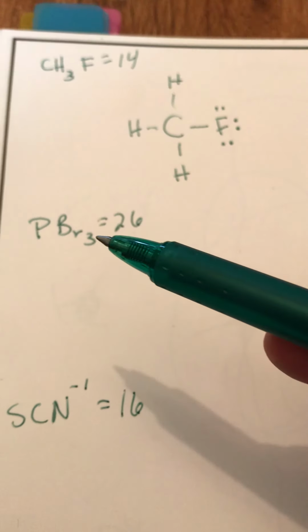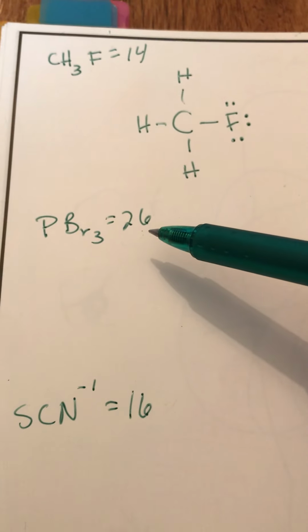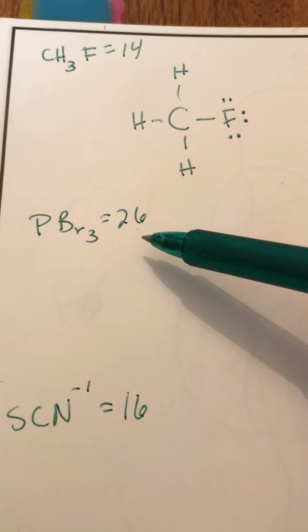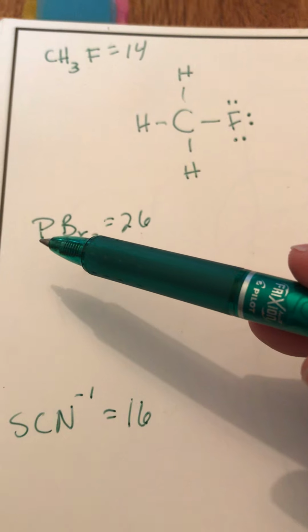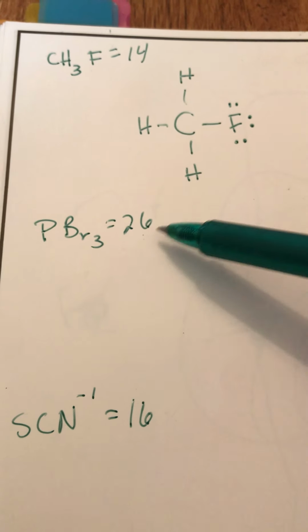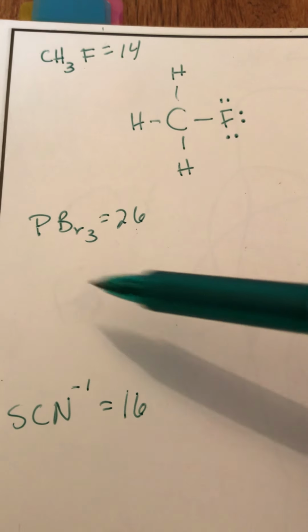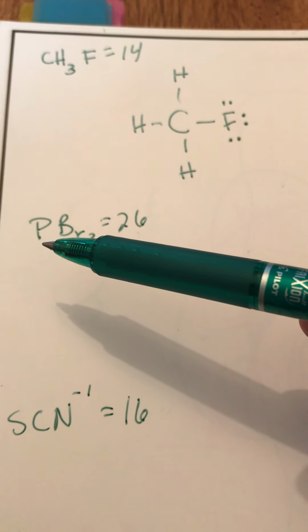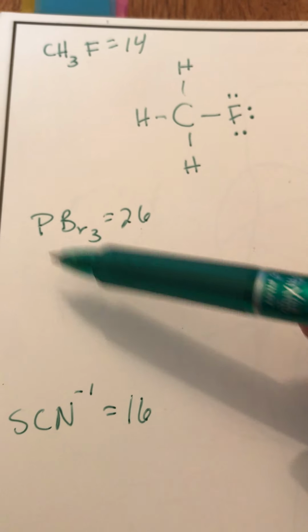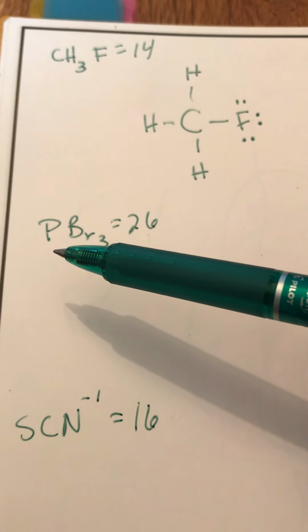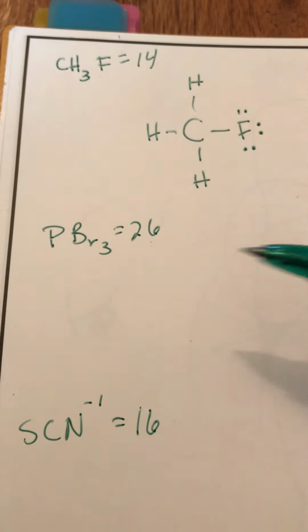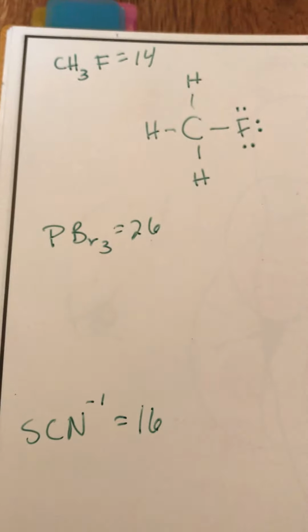For the next one, PBr3, again, I need to know the total valence electrons. That's that top number, the group number, ignoring the 1. So P is 5, each bromine has 7, you get a total of 26. I know that P is the middle because, number 1, it has the fewest valence electrons, but also it's only one of them. If there's only one of something in the problem, then that one has to be in the middle.